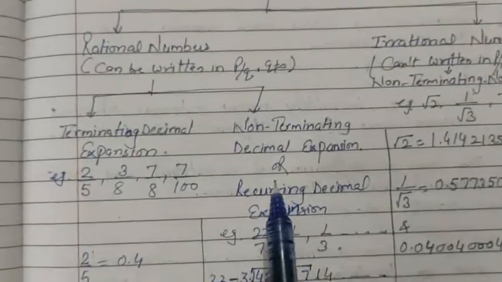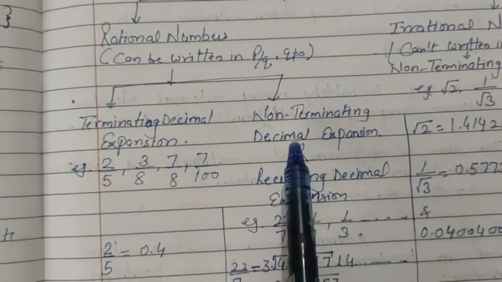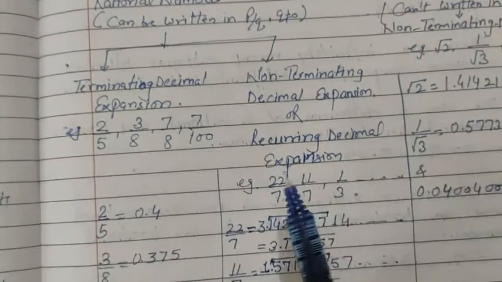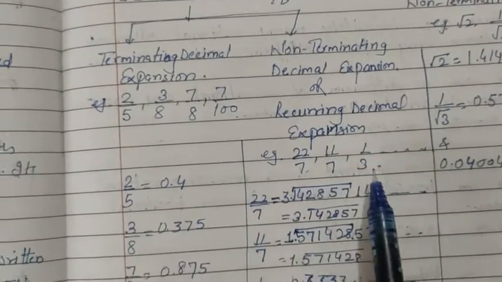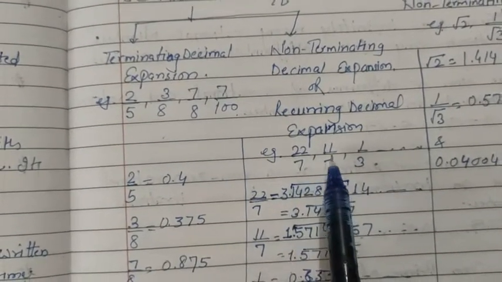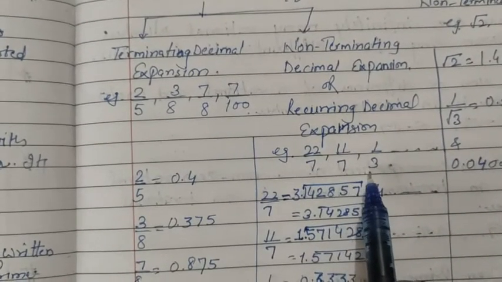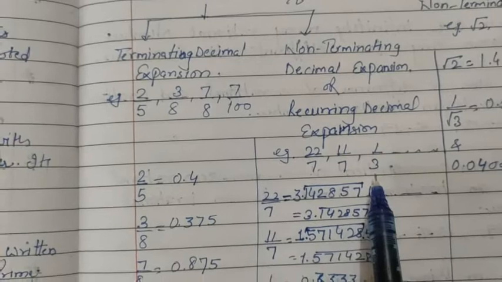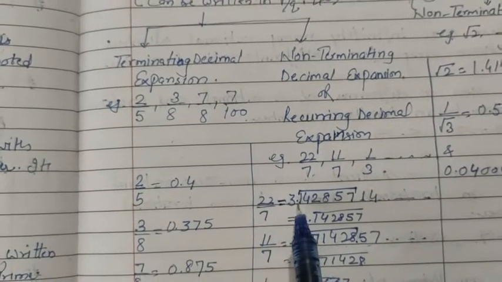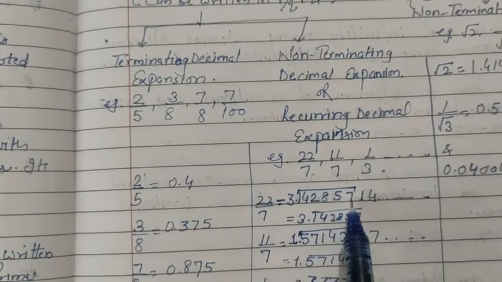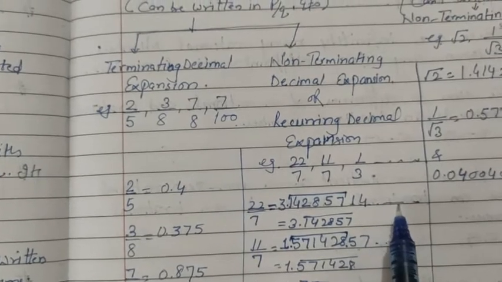Next, the rational numbers in the form of non-terminating decimal expansion, or we can say recurring decimal expansion. You can see examples: 22 by 7, 11 by 7, 1 by 3. Here the denominator q is not in the form of a power of 2, 5, or 10. So 22 by 7 can be written as 3.142857, 142857. It will repeat again and again.